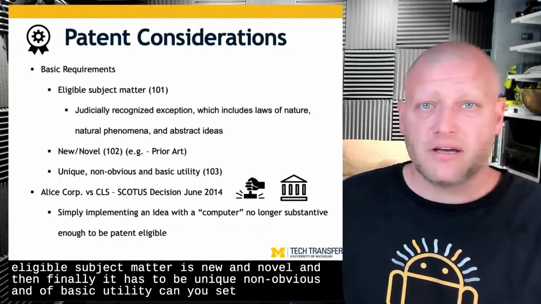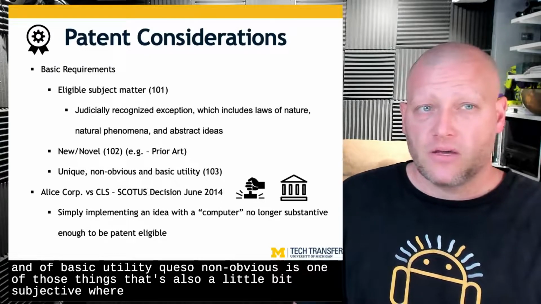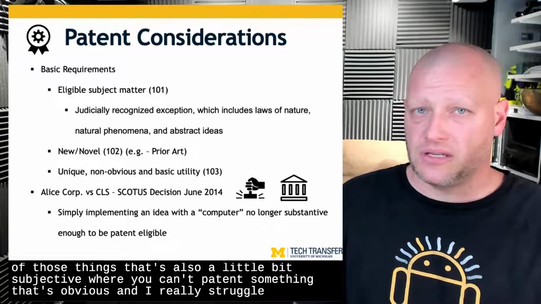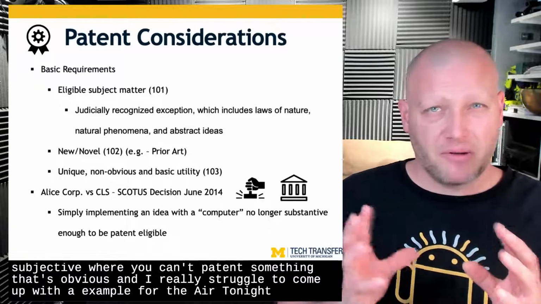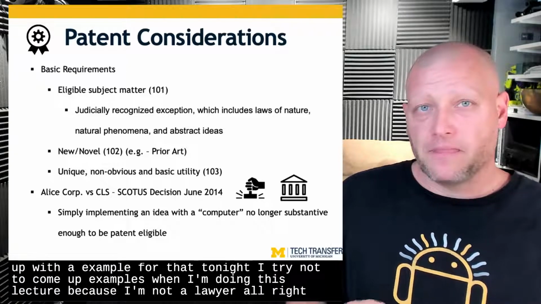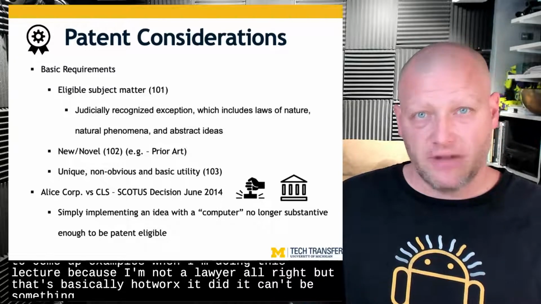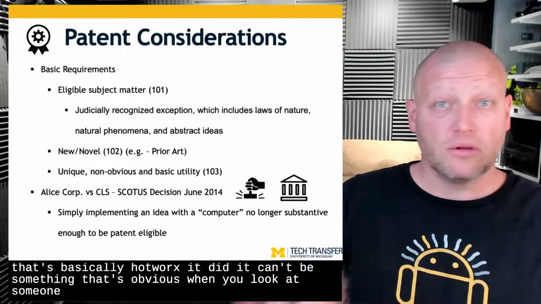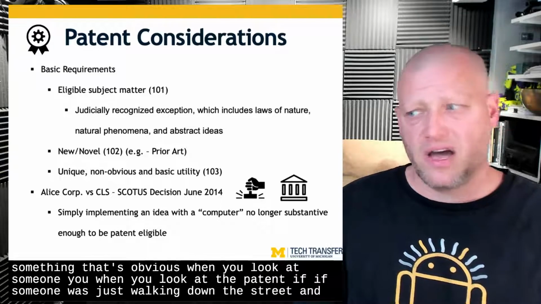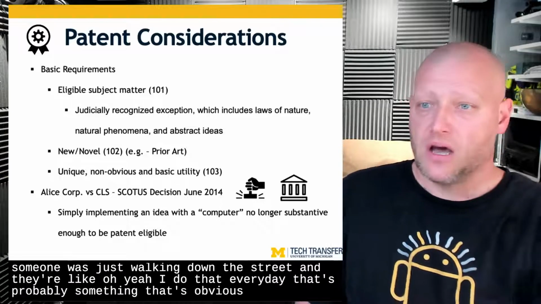Okay, so non-obvious is one of those things that's also a little bit subjective, where you can't patent something that's obvious. And I really struggle to come up with an example for this, and I try not to come up with examples when I'm doing this lecture because I'm not a lawyer, all right? But that's basically how it works. It can't be something that's obvious when you look at the patent. If someone was just walking down the street and they're like, oh yeah, I do that every day, that's probably something that's obvious.